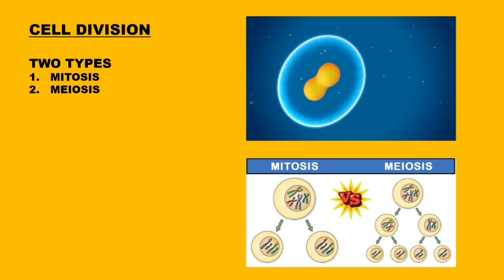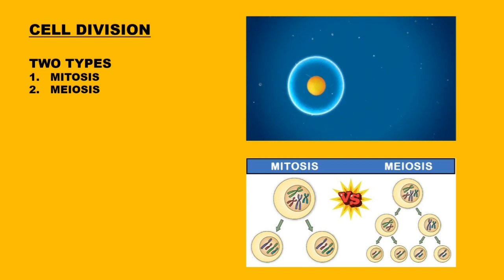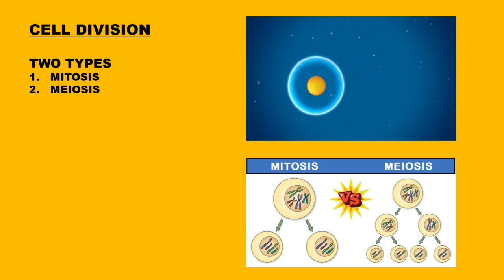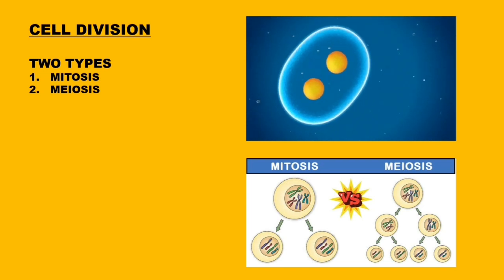Cell division. It is the process by which cells increase in number. It is essential for the growth, development, and repair of the body.